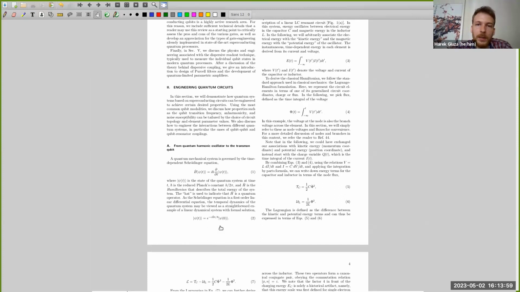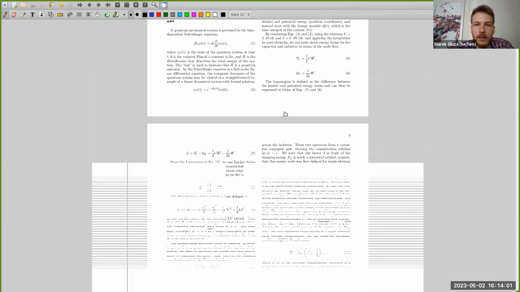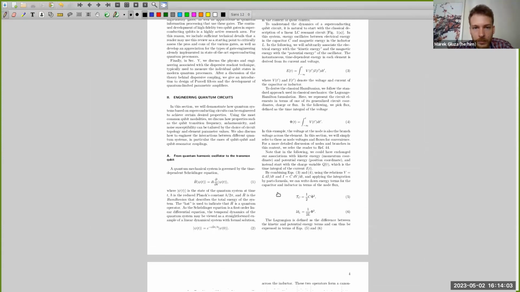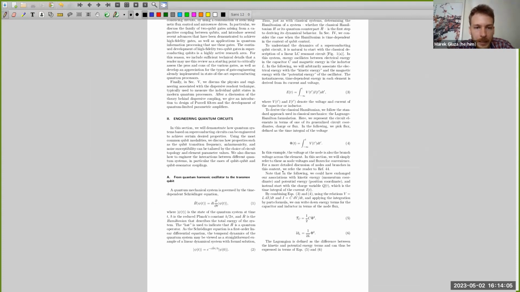So we have a little bit of a section here about the physics of superconducting qubits. I will probably not go formula by formula, but I will give you a little bit of ideas how to troubleshoot when you get in trouble. So, Schrödinger equation, Nielsen-Chuang.